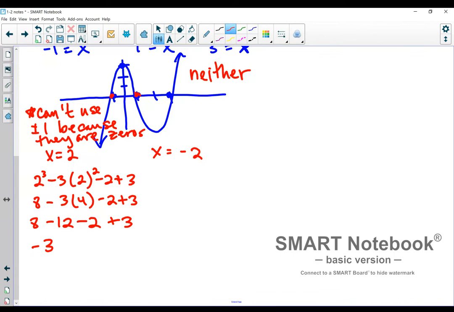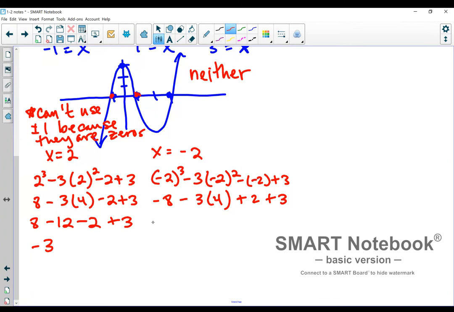And now I'm going to let x equal negative 2. So I need to figure out negative 2 cubed minus 3 times negative 2 squared, and then minus a negative 2 plus 3. So negative 8 minus 3 times 4 plus 2 plus 3. I feel like that should be negative 20 plus 5, negative 15.